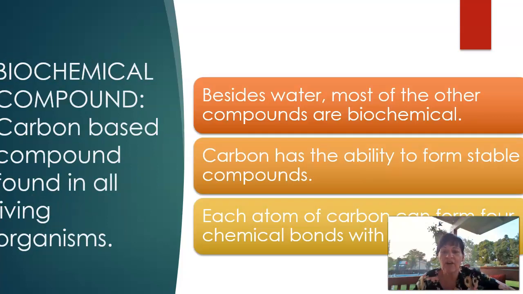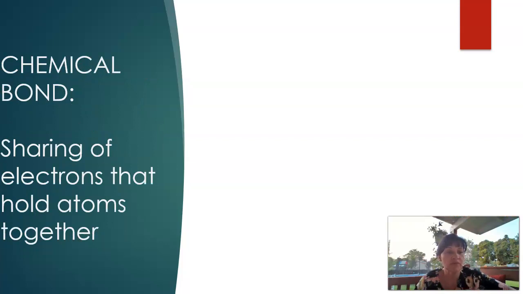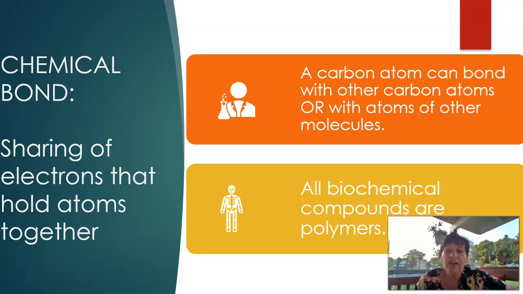Each atom of carbon can form 4 chemical bonds with other atoms, okay, or other carbons. So remember that special number, 4. A chemical bond is a sharing of electrons that holds atoms together. A carbon atom can bond with other carbon atoms or with atoms of other molecules.